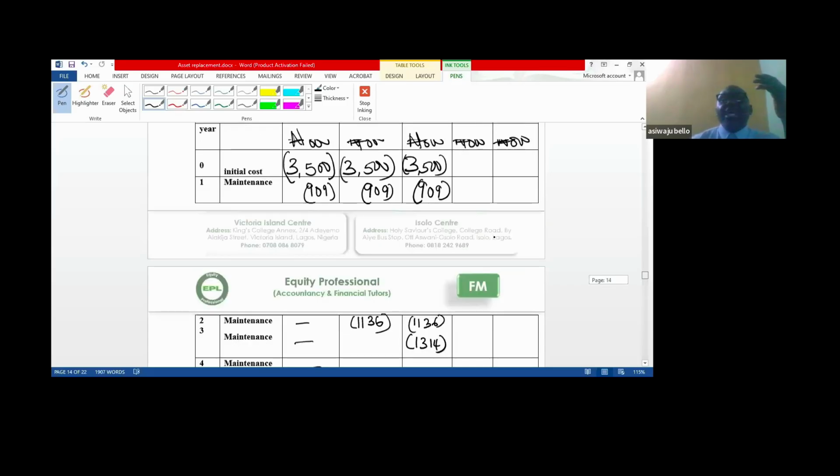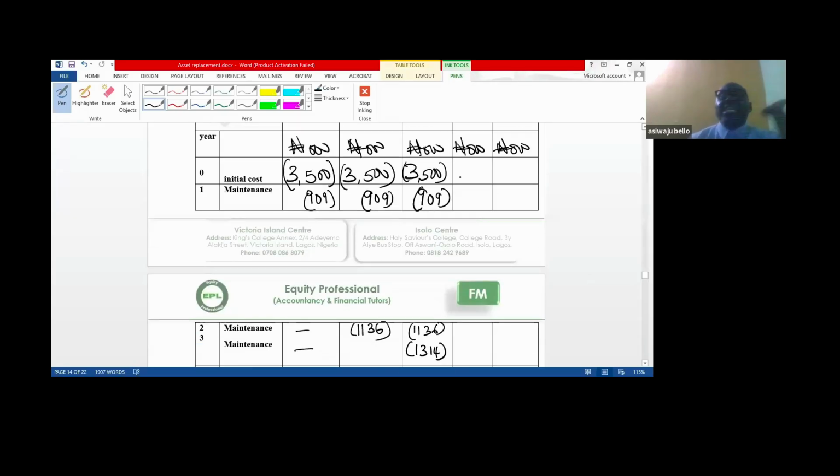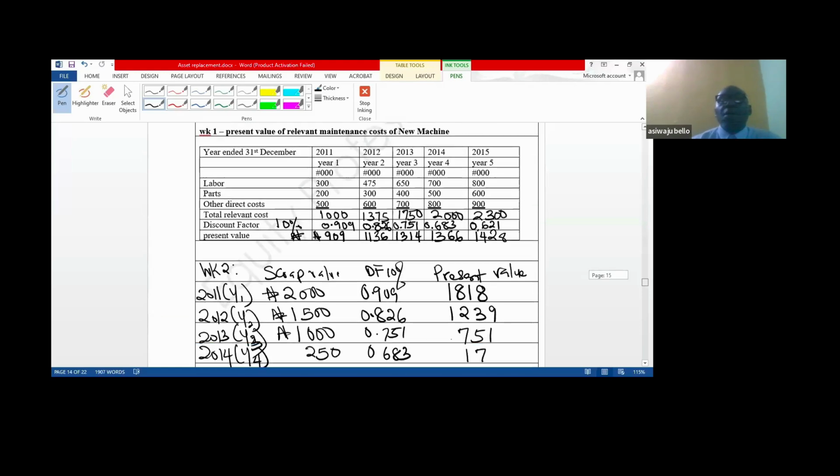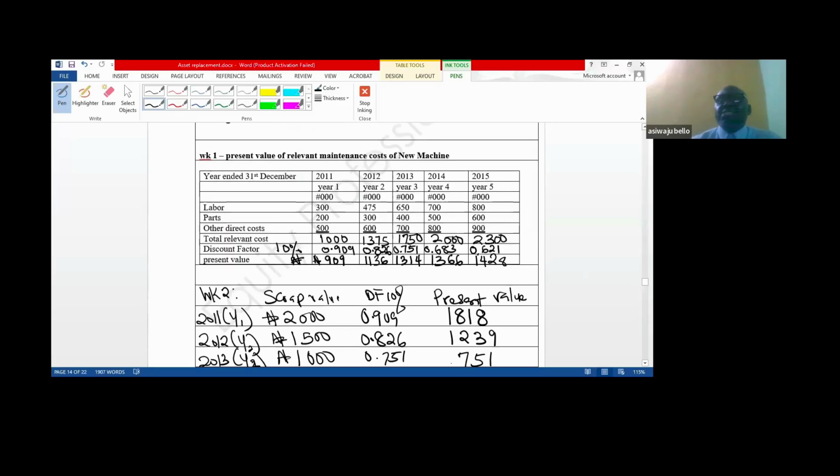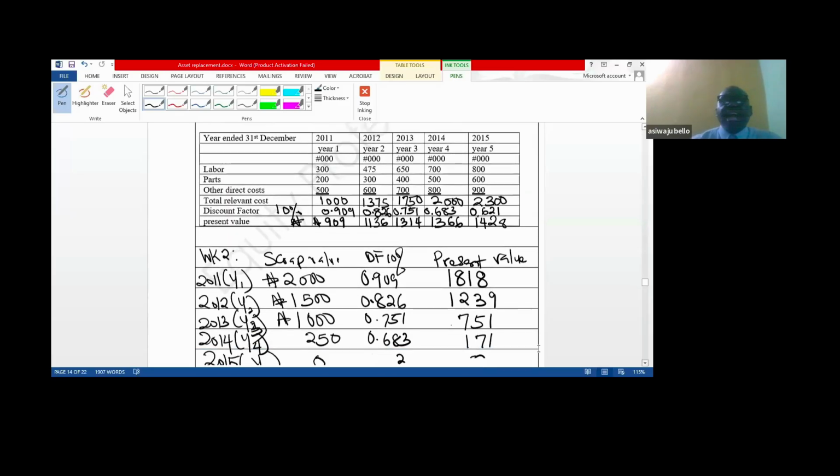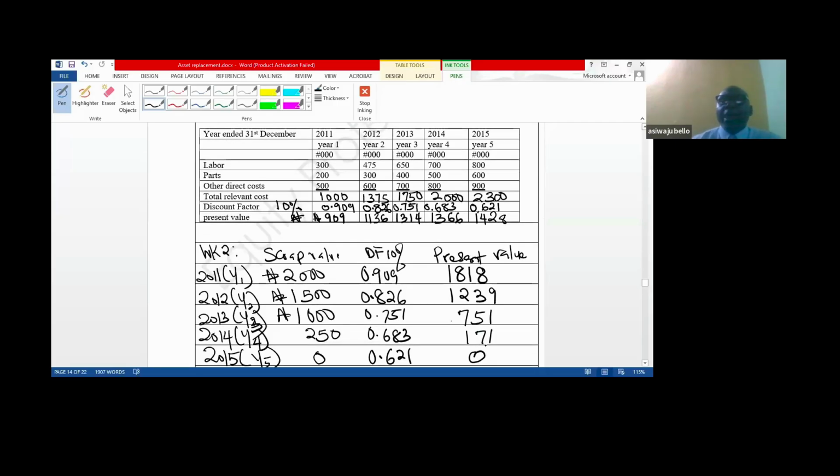We now move to year 4. If I want to replace after 4 years, I must buy the asset first. That will cost me 3.5 million. I'm going to incur year 1 running cost, 909. We are taking present value because cost of capital is involved. I'm going to incur year 2 running cost, 1136. I'm going to incur year 3 running cost, 1343. Then I will incur year 4 running cost, 1366. The scrap value for year 4, present value, 171.